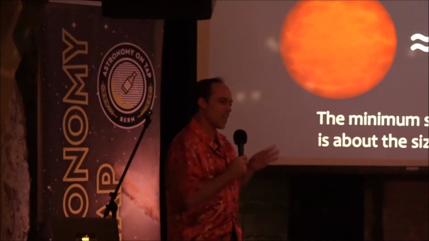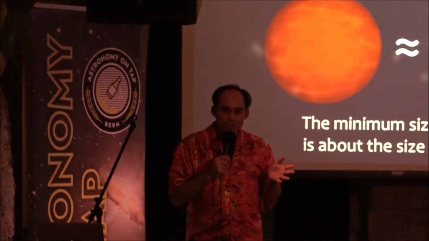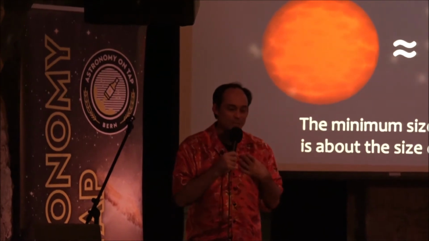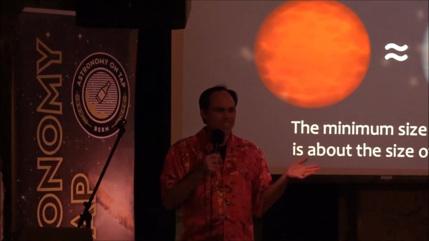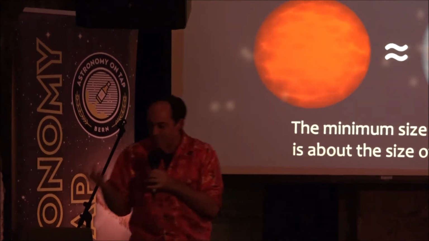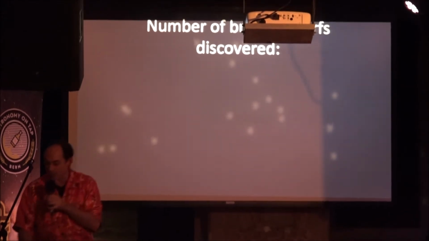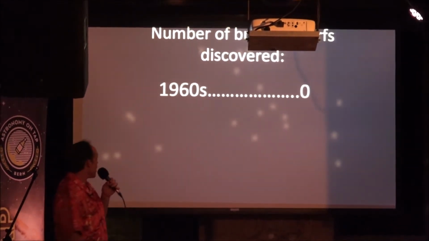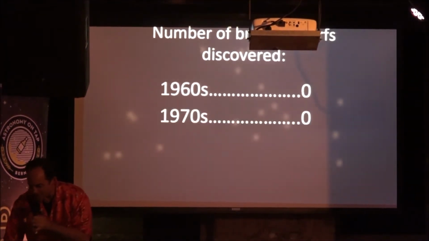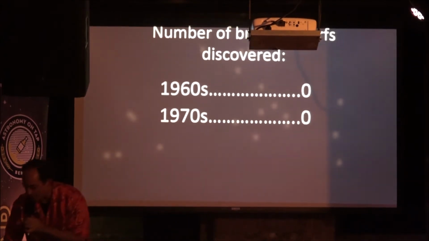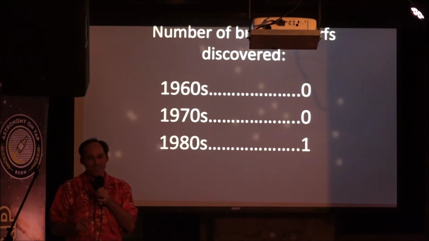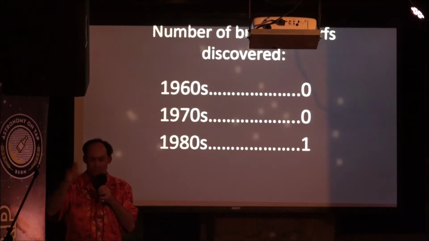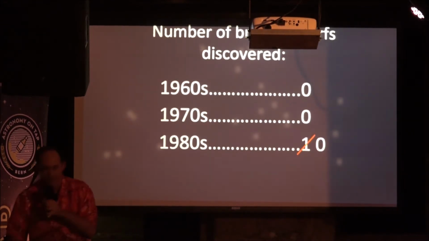Now, you would think that seems pretty cool. I thought it was pretty cool when I started my thesis. But do these things actually exist? They thought about this in the 60s, so maybe we go out and look for them. People started looking for brown dwarfs in the 60s and found none. In the 1970s, they found none. And in the 1980s, they found one, but it turned out to be a little futz on the image. So there's actually none.